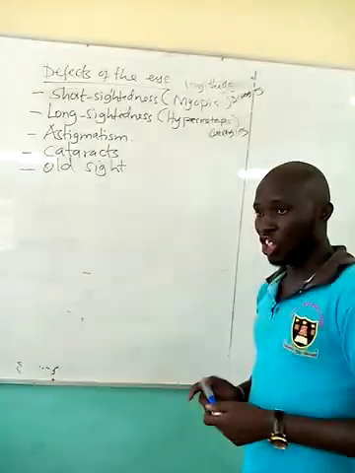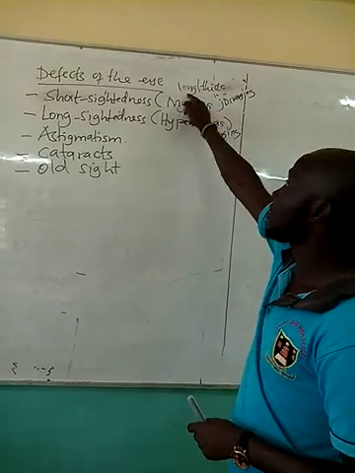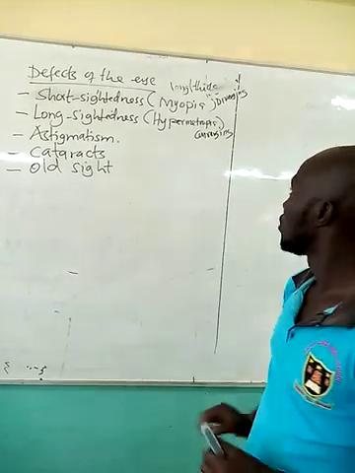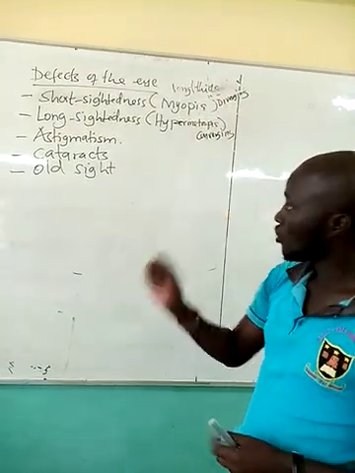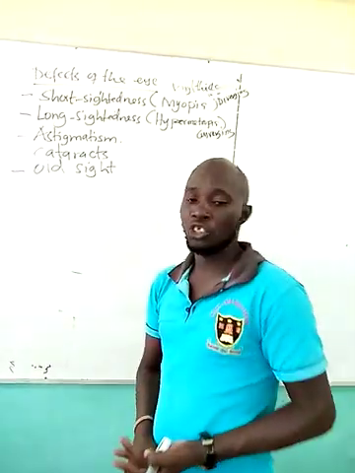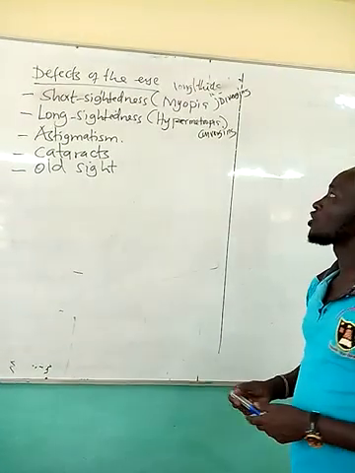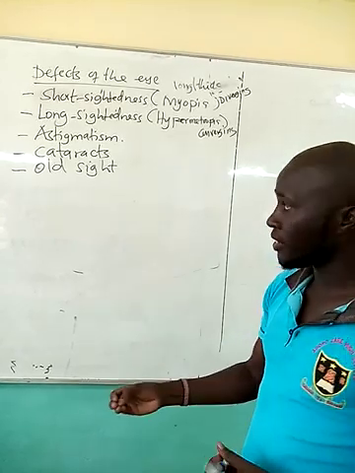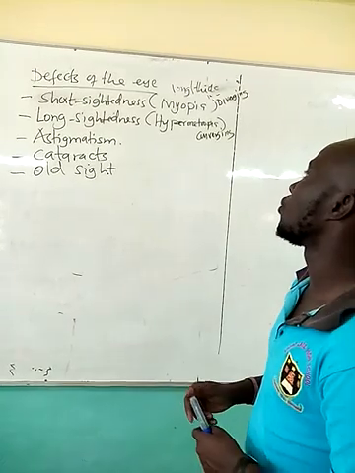Hypermetropia is a condition which is caused, again, in two ways. One, when the eyeball is too short. At the same time, when the lens is thin. So there are two causes. Number one, short eyeball. Number two, thin lens. What is the effect of the short eyeball and the thin lens on the refraction of the light rays so that the images are formed on the retina?